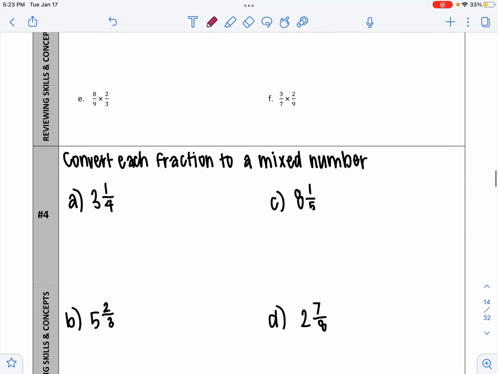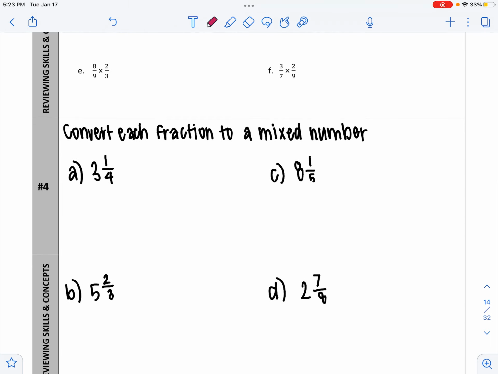And in question 4, you're converting fractions to mixed numbers. For example, 4 times 3 is 12, plus 1 is 13. Denominator stays the same, 13 over 4.